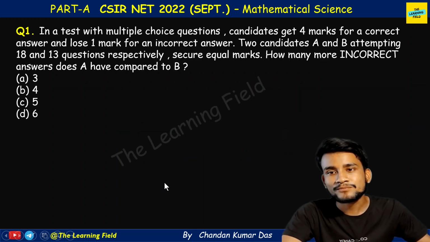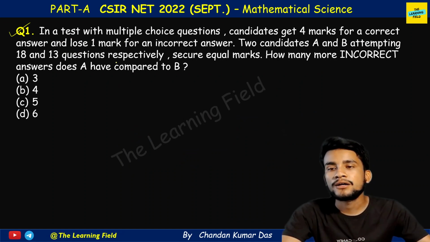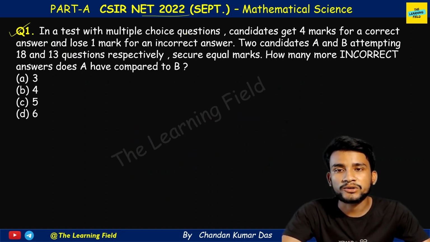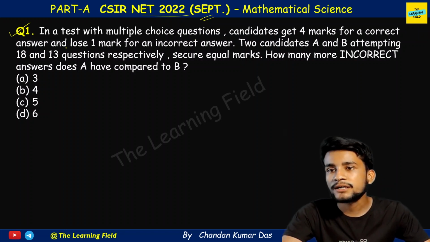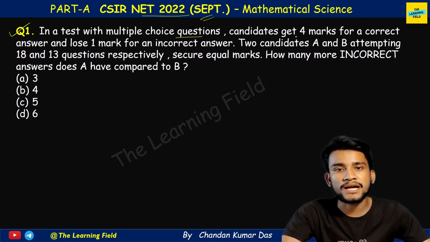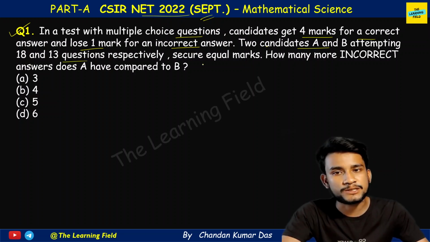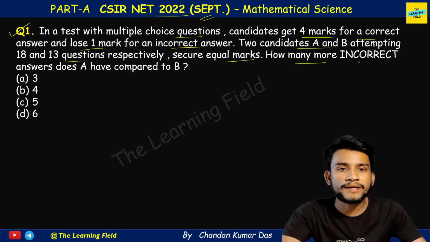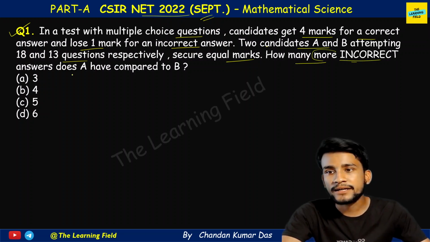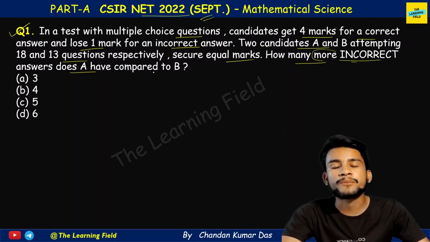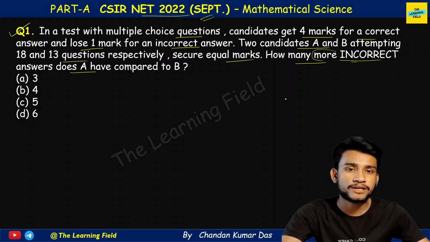Let's start with question number 1 of CSIR Net June 2022, which was held on the 16th September 2022. Question 1 says that in a test with multiple choice questions, candidates get 4 marks for a correct answer and lose 1 mark for an incorrect answer. Two candidates A and B attempt 18 and 13 questions respectively and secure equal marks. How many more incorrect answers does A have compared to B? Therefore we have to find the difference between the incorrect answers of A and B.